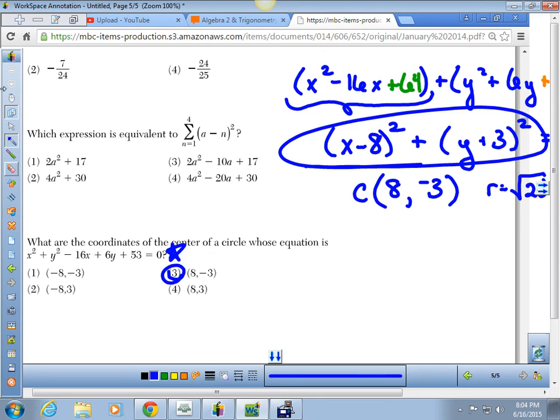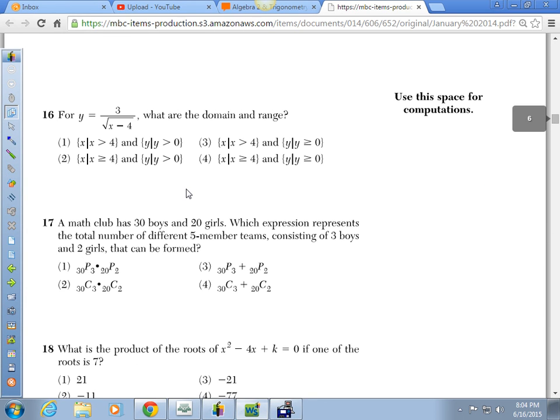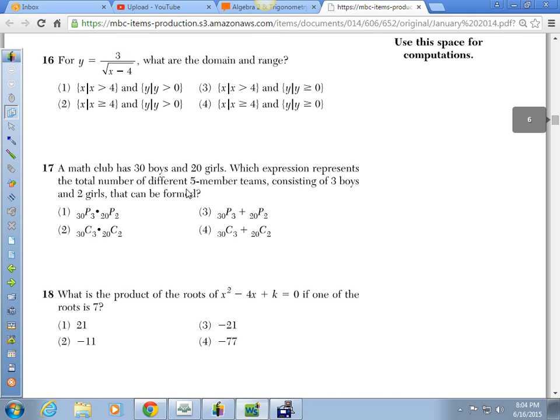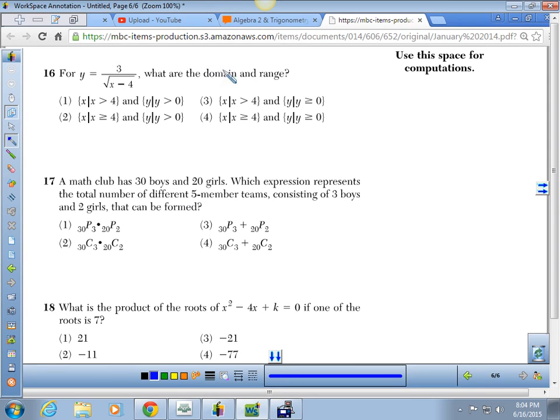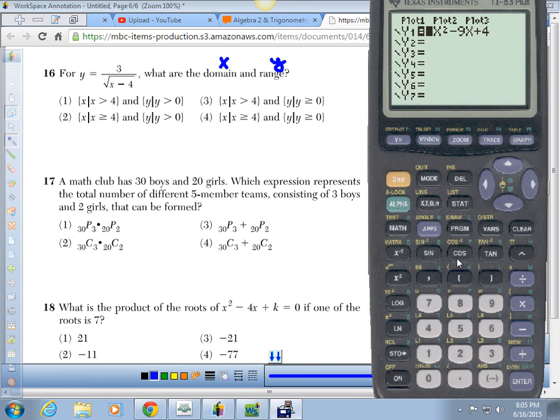All right, 15. Moving along. See if we can get through these last 12. Okay, domain and range. What does domain represent? The x values. What does the range represent? Well, if I want to check this function to see what the domain and range would be, what should I do with it? I should graph it. So let's go to y equals. We got 3 divided by the quantity, radical x minus 4. Close off the radical, close off the bottom. 3 divided by the square root of x minus 4.